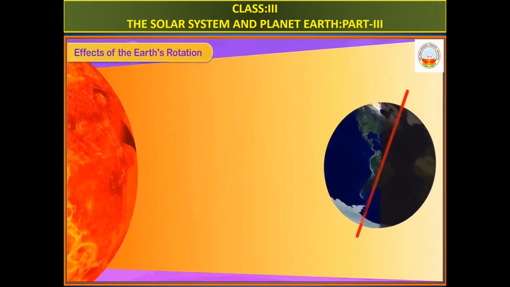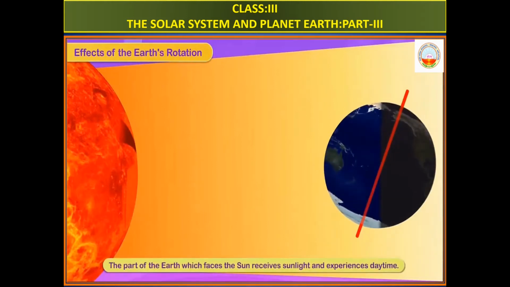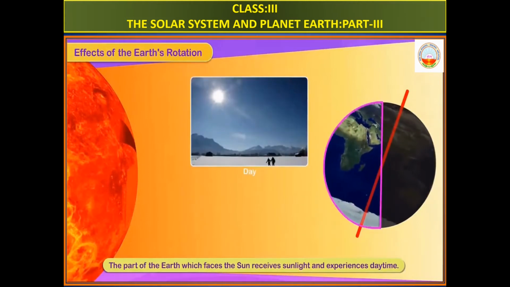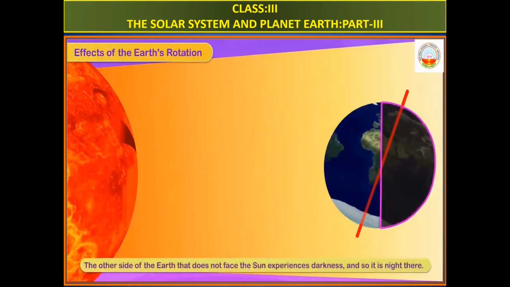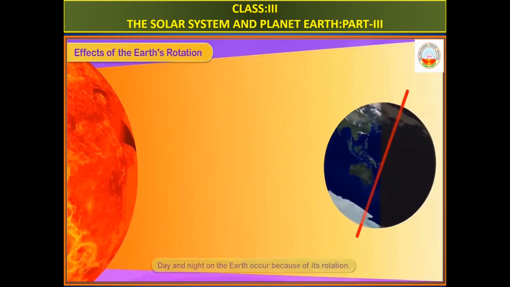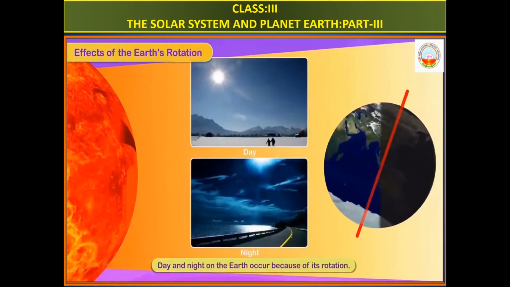Effects of the Earth's rotation. The part of the Earth which faces the sun receives sunlight and experiences daytime. The other side of the Earth that does not face the sun experiences darkness, and so it is night there. Thus, day and night on the Earth occur because of its rotation.